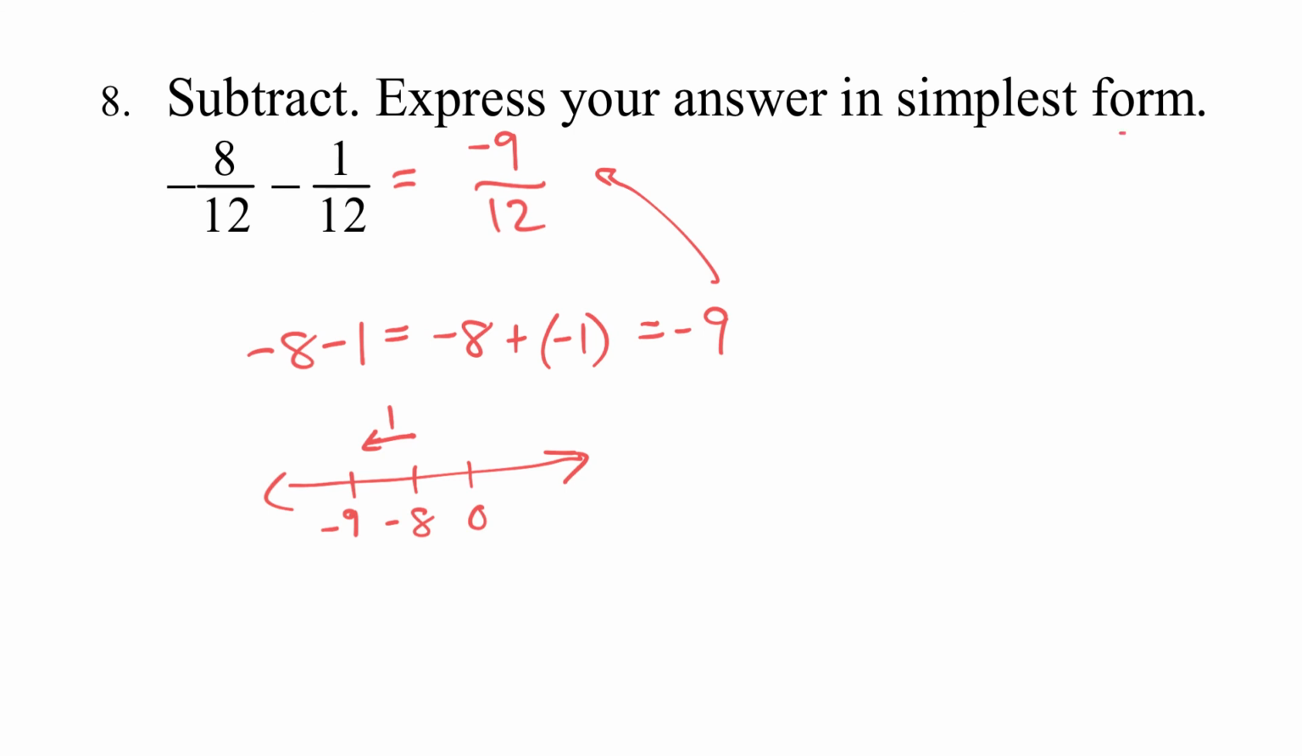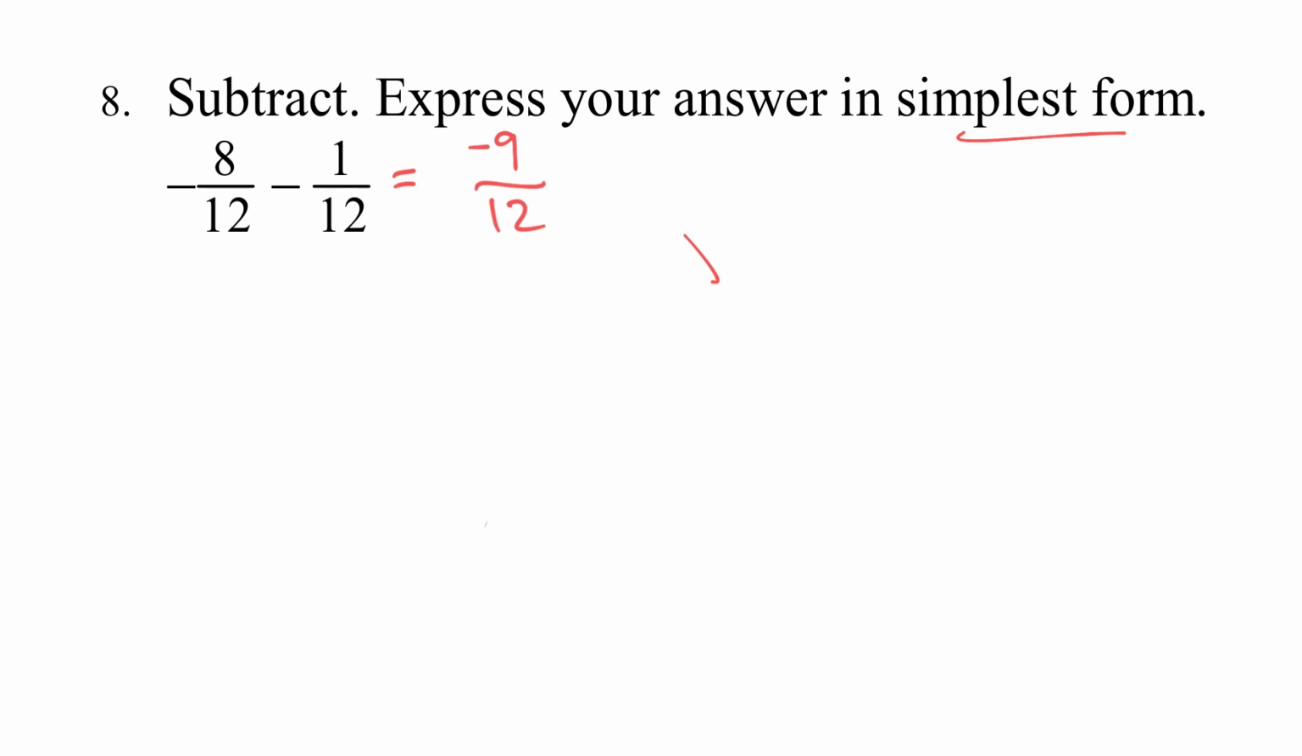But it says now simplest form. So if we have negative 9/12, let me erase this here, negative 9/12, we need to now divide these by a certain number. What number will divide 9 and also will divide 12? Well, that's 3. Negative 9 divided by 3 is negative 3, and 12 divided by 3 is 4, so negative 3/4 would be our answer. And that's what you got to know for our upcoming quiz.